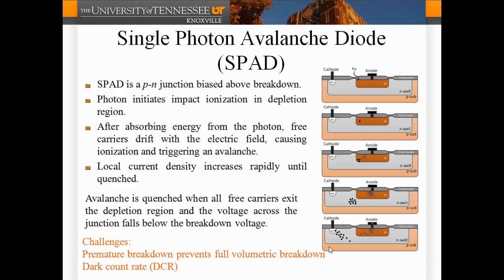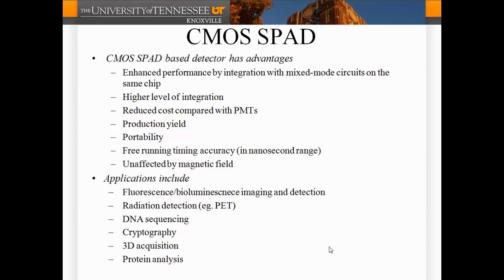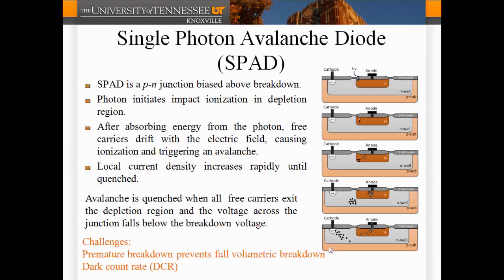There are a few different challenges that are associated with SPAD devices. One is the premature breakdown that prevents full volumetric breakdown. What it basically means is that we use planar silicon processes, and in the planar CMOS processes, the diffusion layers are not quite circular, so they have edges where the electric field is very high, and it can lead to premature breakdown at the corners of the depletion layers.